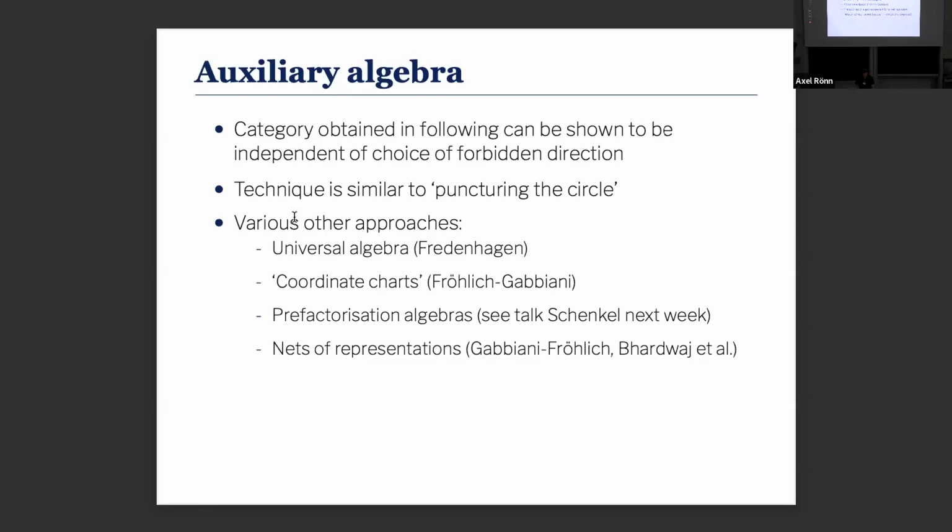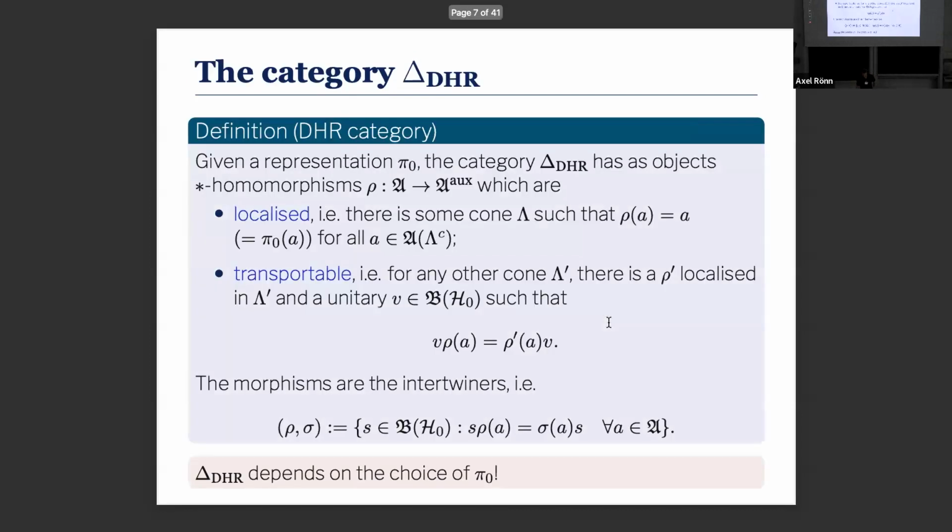Coordinate charts on manifolds. My colleague Alexander Schenkel will talk about a more geometric approach to factorization algebras next week. Or you can just look at nets of representations of the cones satisfying certain compatibility conditions. That's like Gabriel and Verbeek, very recently, in an axiomatic approach. Good. So that's just some comments.